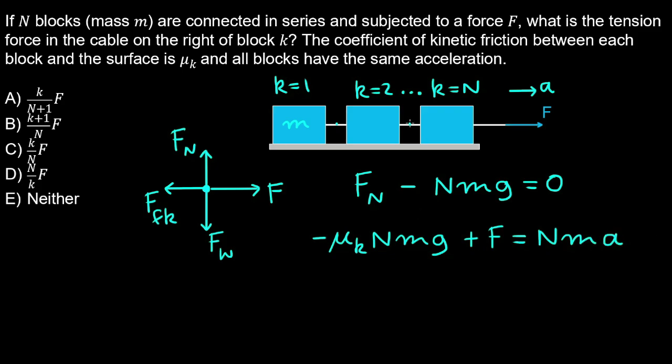And now if we cut a cable after block K, we'd expose an internal tension force, so the free body diagram would have Ft instead of F. And the kinetic friction force would be mu k multiplied by k blocks by mg plus Ft is equal to k blocks by the mass of one block by the acceleration.